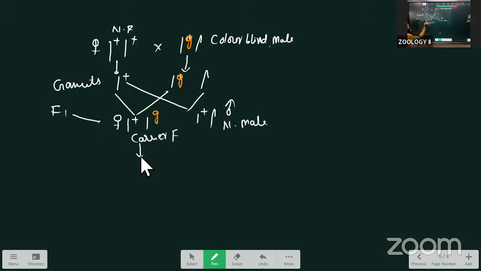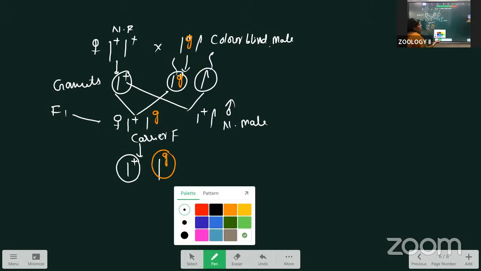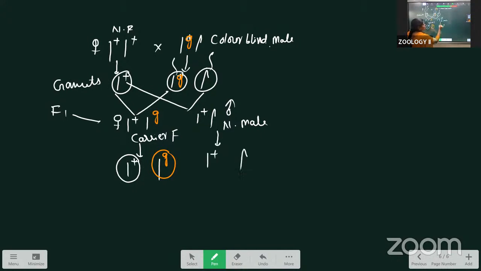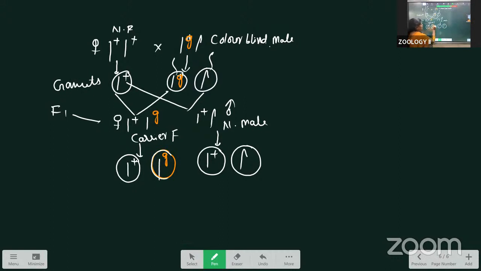In the F1 generation, we are taking the gametes. What is it? This one is X plus, and one gamete is formed, and X plus and XG. Next, in this X plus and Y. Adding these gametes, see this one, the first one with this, what is it? X plus, X plus means this one is a female and G is not there. That's why we call it a normal female.